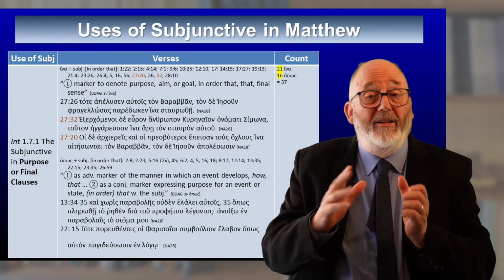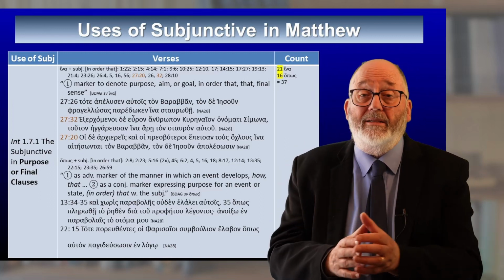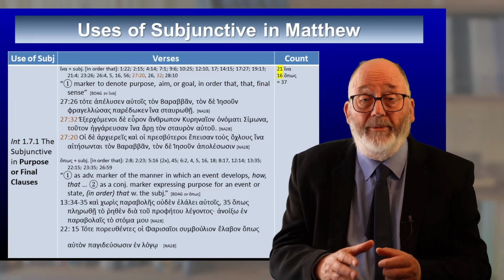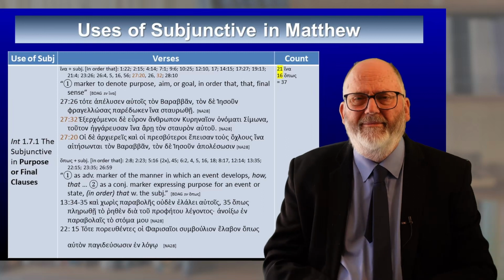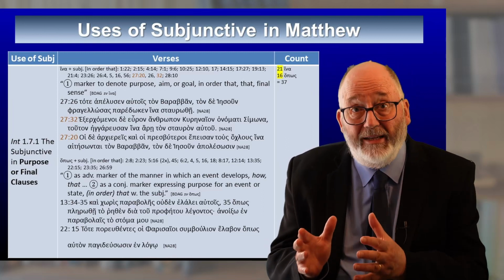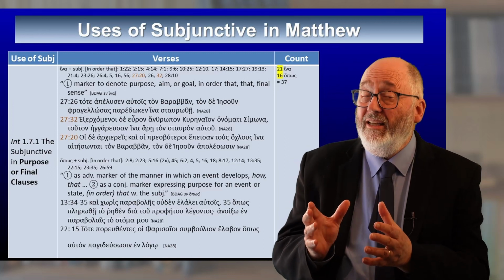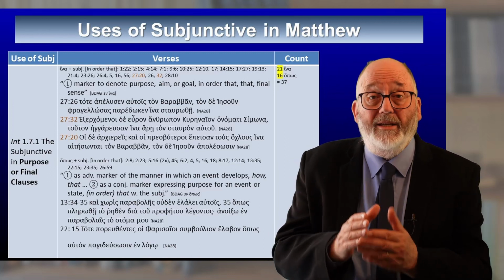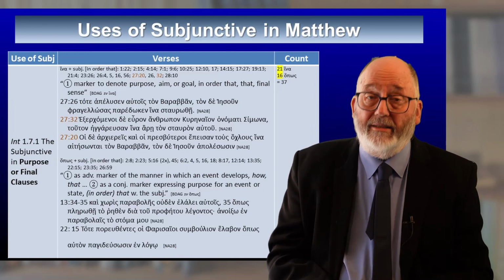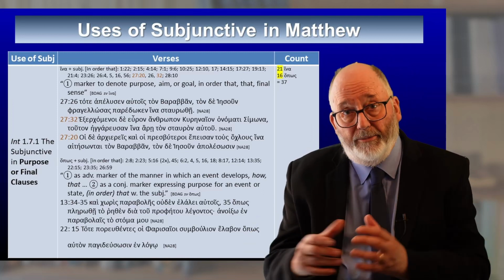So we have not just the subjunctive sitting by itself, but there is a marker saying, watch out, here's a subjunctive coming and it's likely to mean a purpose. So this is a use of the subjunctive that is quite different from English, but it's easy for us English speakers to understand because it is so consistently found set out like this: hina plus subjunctive or hopos plus subjunctive.